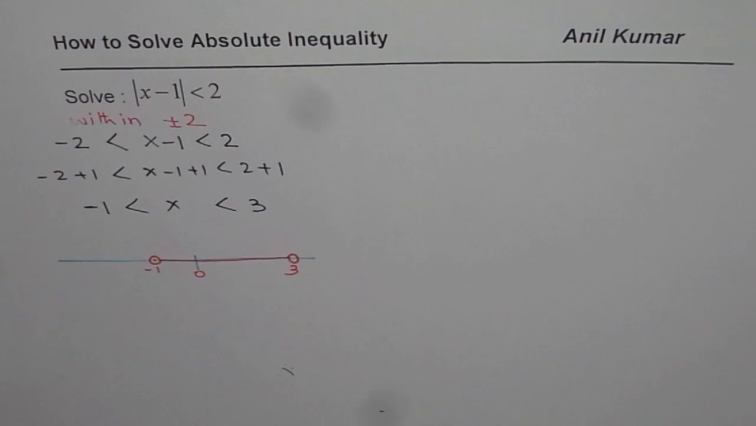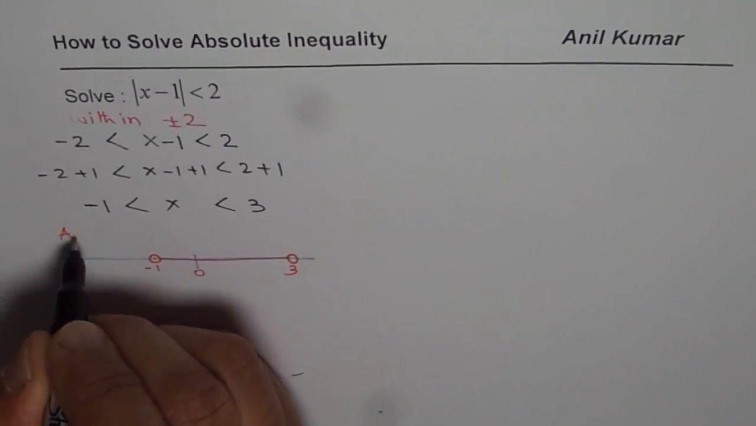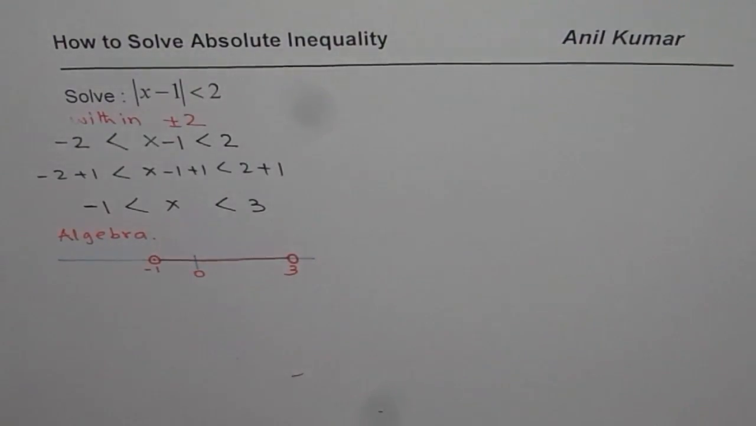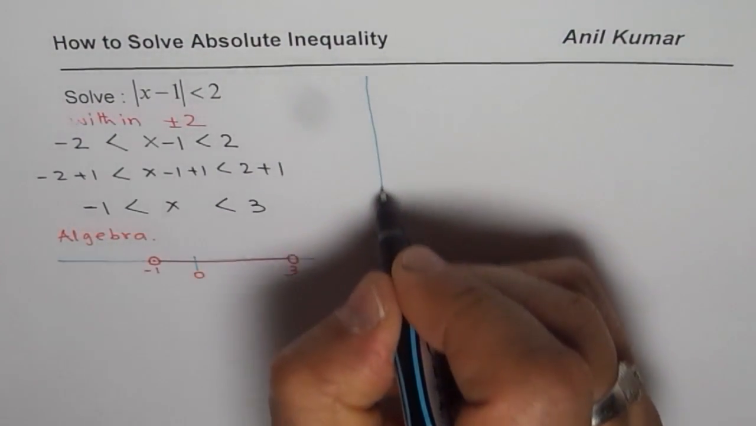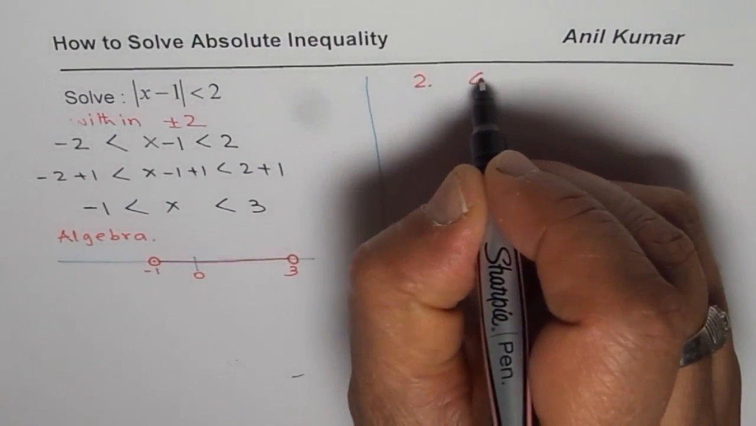So this is probably the simplest way, and we will also call this the algebraic method, right? So this method is using algebra. Now we will also solve this using a graph. So let us say that is method number 2, and we'll use a graph this time.